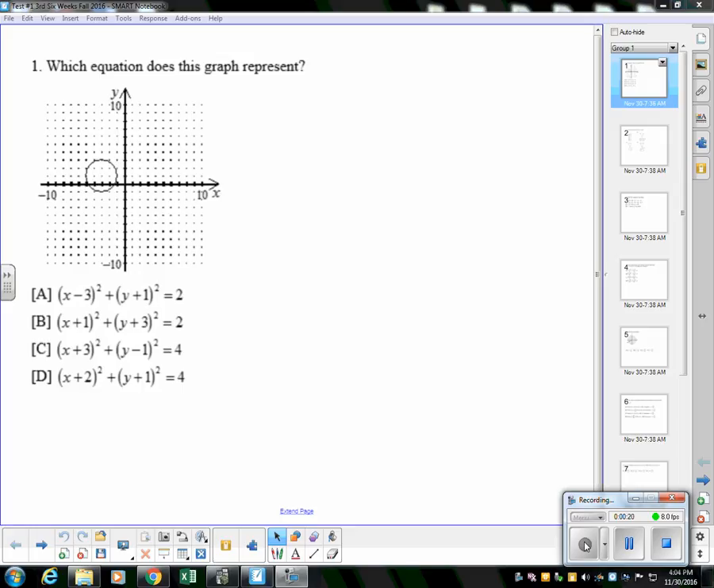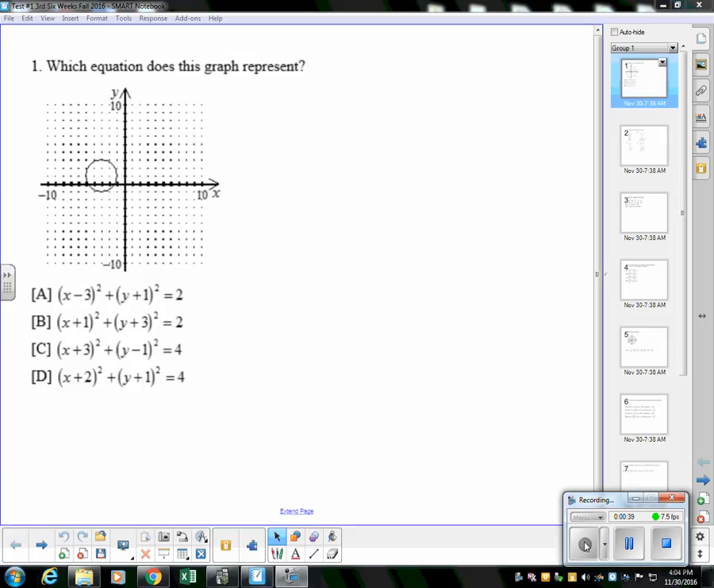Some of these I'm going to do fairly quickly because you should really already know it. Others I'll spend a little bit more time on. This first one, I'm going to go fairly quickly. It says, which equation does this graph represent? The graph looks to be a circle, and if you look at the answer choices, A, B, C, and D, they're all in forms of circle equations.